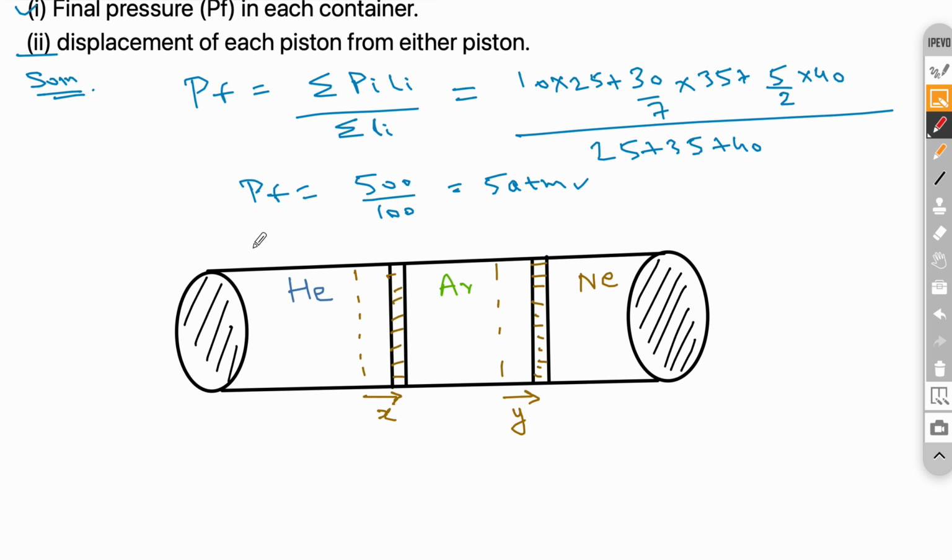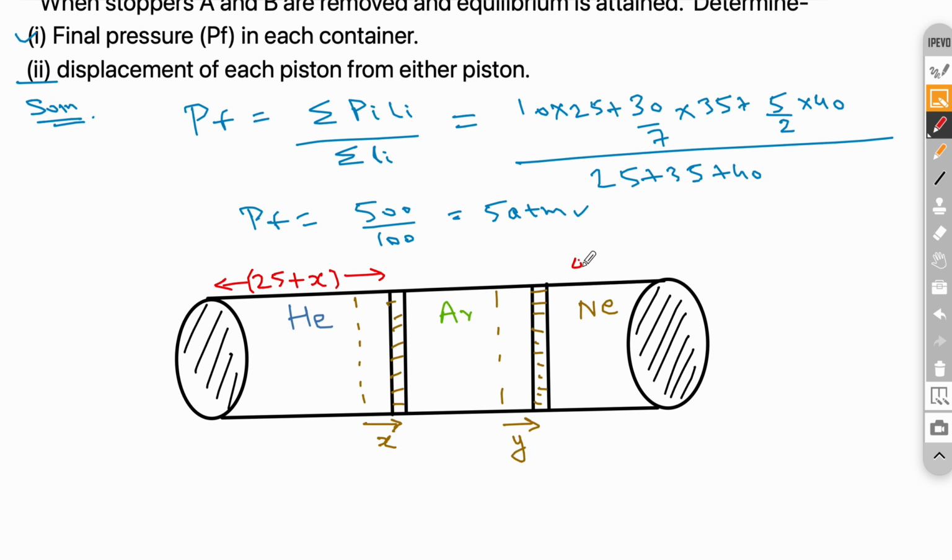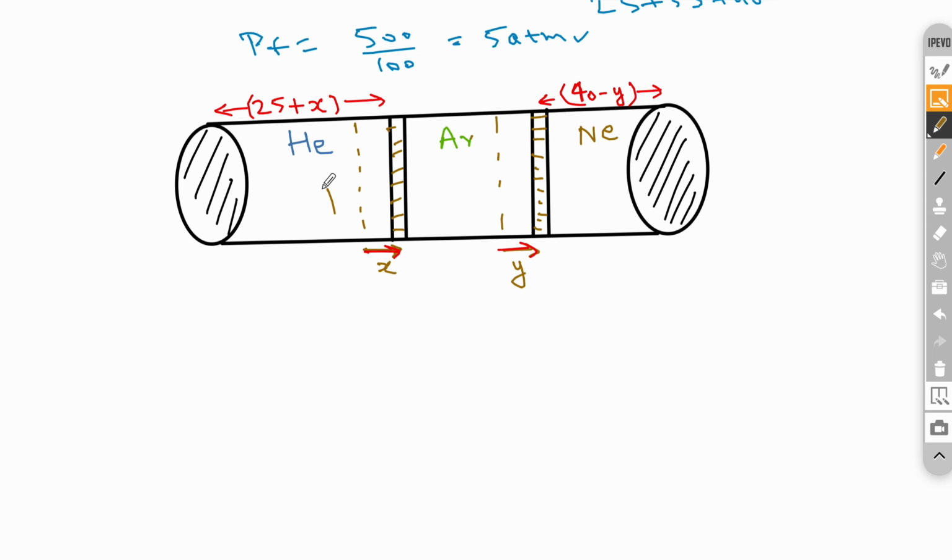So the new length here will be 25 plus x, right? And this is for helium. And for neon, what will be the new distance? Earlier it was 40, so the new distance will be 40 minus y, because y distance has been removed from the neon section. And these were displacements y and x for argon and helium respectively. Here the pressure in each compartment will be P, which we calculated earlier, which is 5 atm. So we'll write PiVi equal to PfVf.